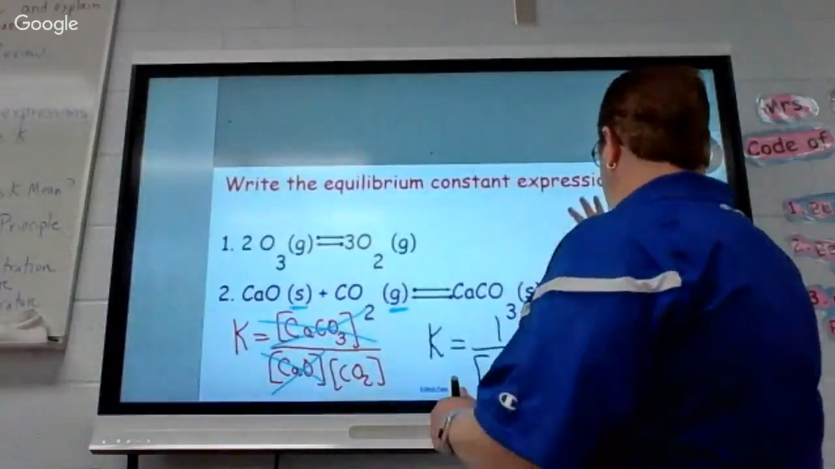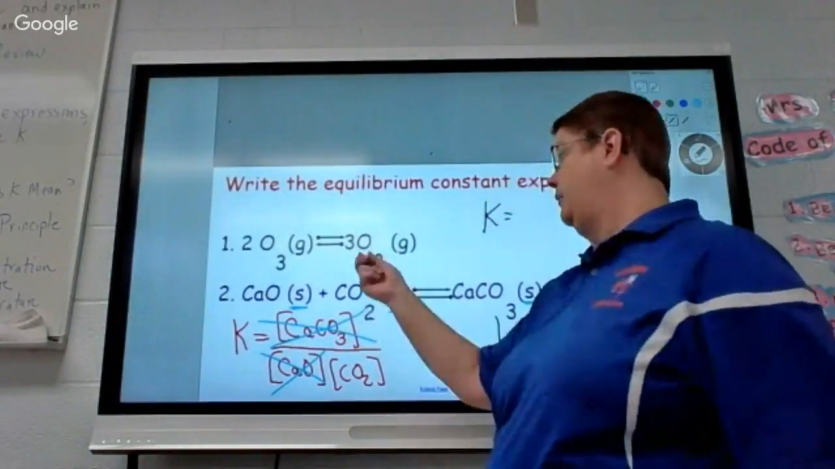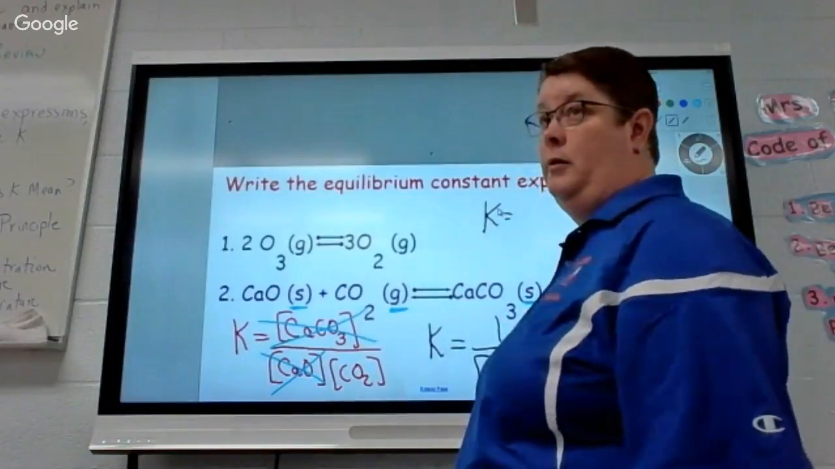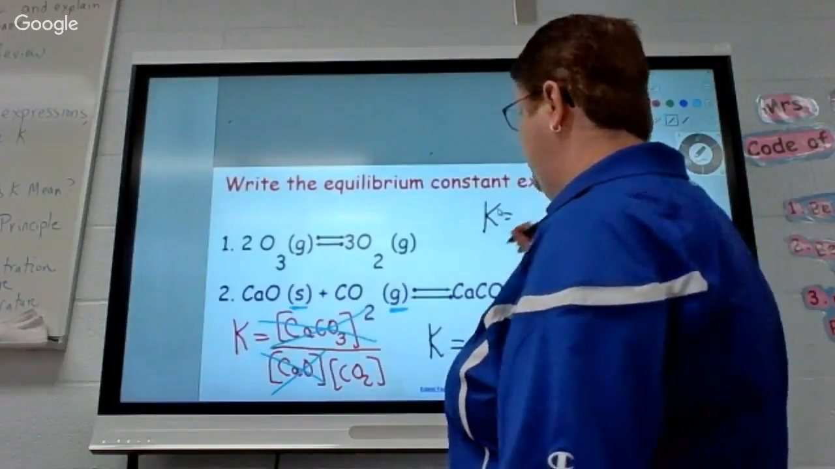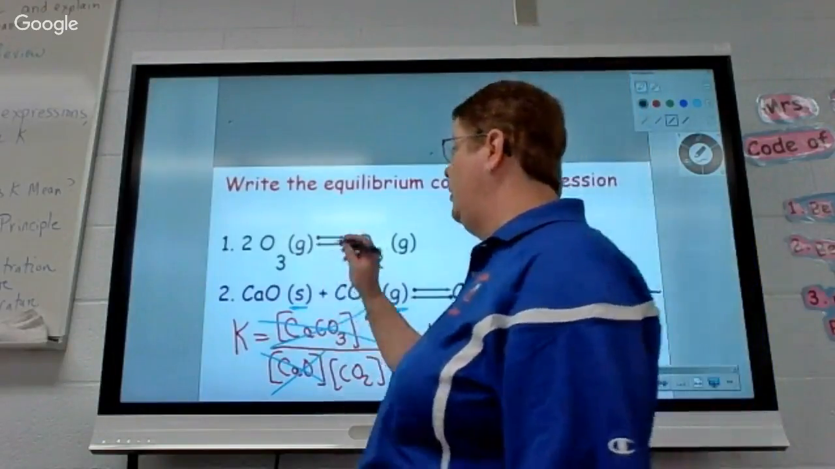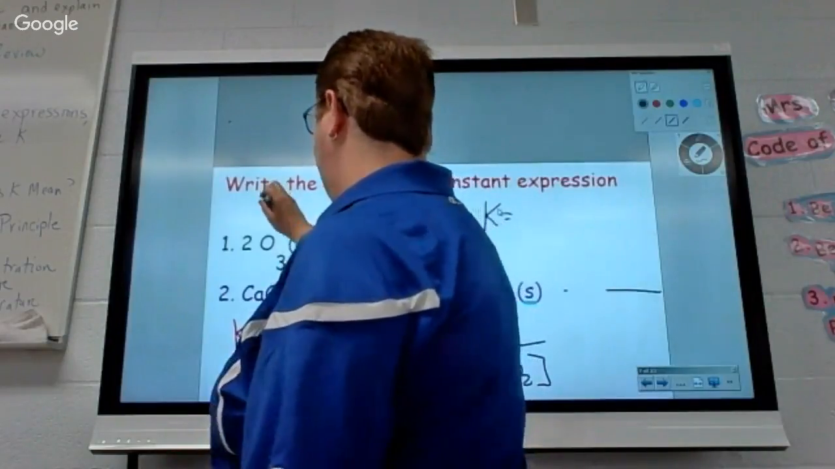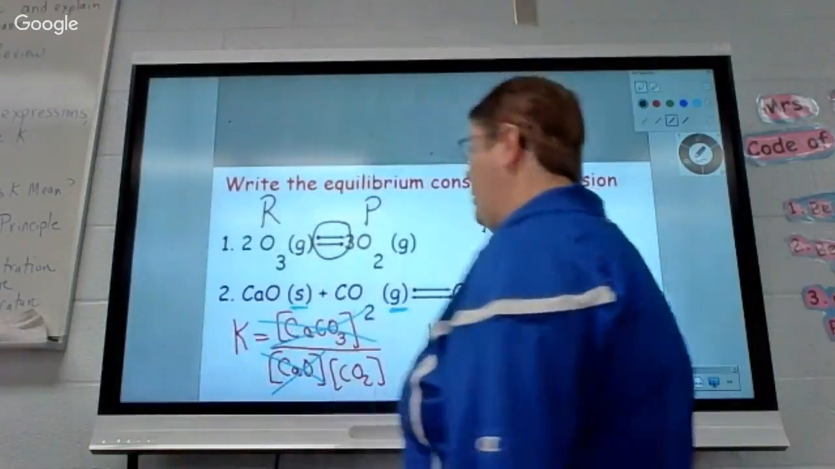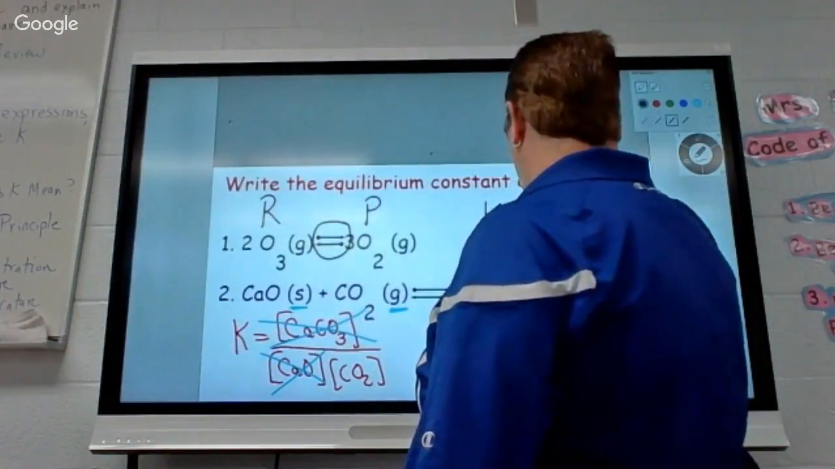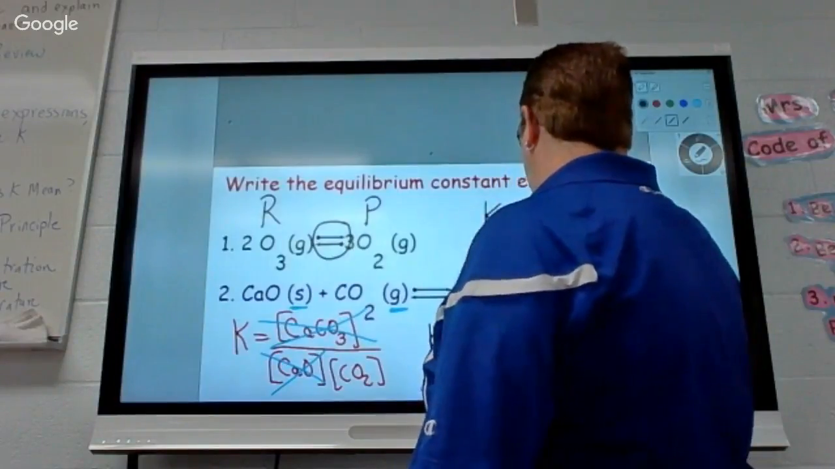So if we do this one, Salma, what are my products? The O3 and O2. These are the products. These are the reactants. So what are my products? O2. What are my reactants? Okay. All right.